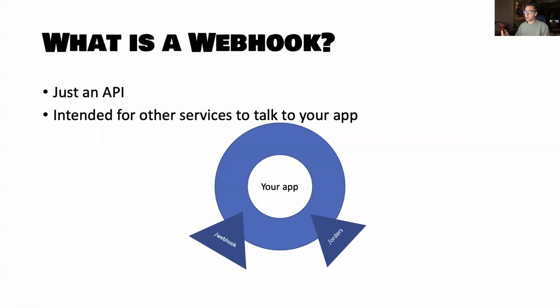So if you're going to have Stripe talk to your service, you'd set up a /Stripe endpoint and tell Stripe to talk to yourwebsite.com/Stripe or however you have it set up. And that allows Stripe to send your app messages.